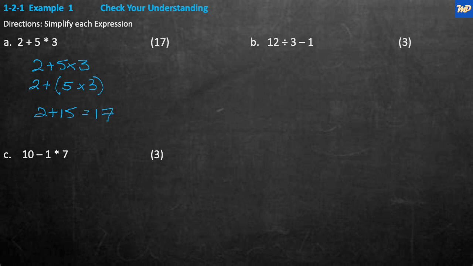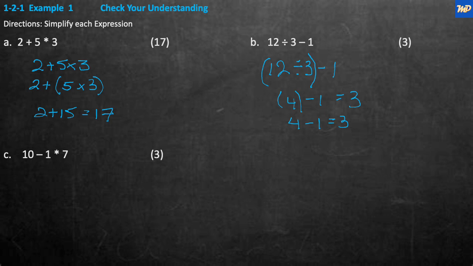Let's do this one. 12 divided by 3 minus 1. So what do we say? Do we say 3 minus 1, and then that would be 2? And do we say 12 divided by 2? No. We say 12 divided by 3 first. And that's going to be 4. So 4 minus 1 is equal to 3. And the parentheses can disappear. I just put them in. You don't have to do it. It could be 4 minus 1 equals 3.